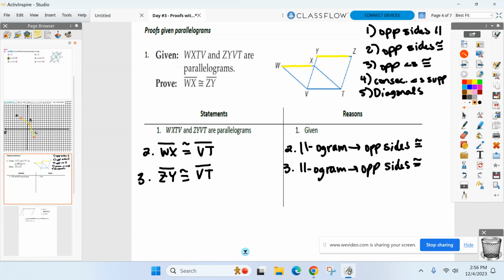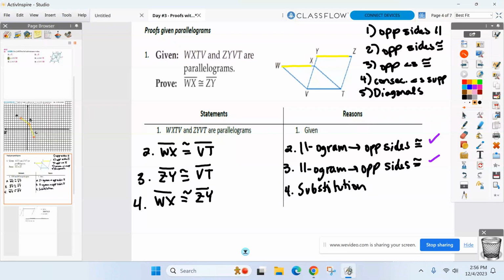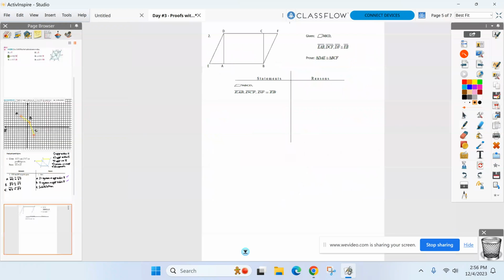So both WX and ZY are both congruent to VT. So a little thing in the past we called substitution says, hey, those 2 have to be congruent to each other. Okay, so not a very long proof, but again, take a look. We're starting to use our parallelogram properties in these proofs. So pretty basic one right there. Let's up the difficulty for the next one.